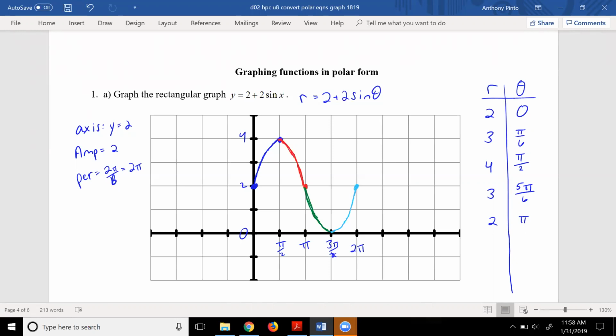Let's see, so we're now into the third quadrant, which gives us 7 pi over 6. Now sine of 7 pi over 6 is -1/2. -1/2 times 2 is -1. 2 minus 1 gives us 1. Then we have 3 pi over 2. That's negative 1, which according to our graph down here, 3 pi over 2 returns 0.